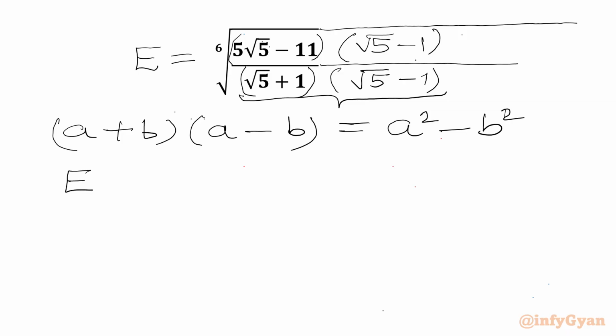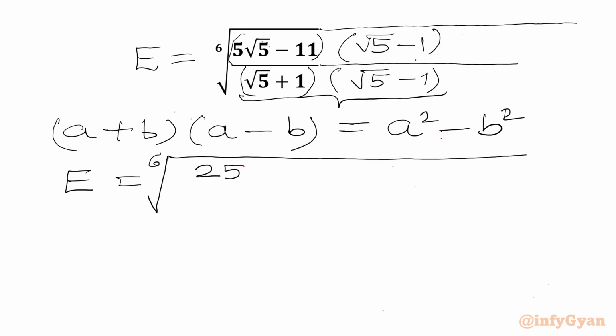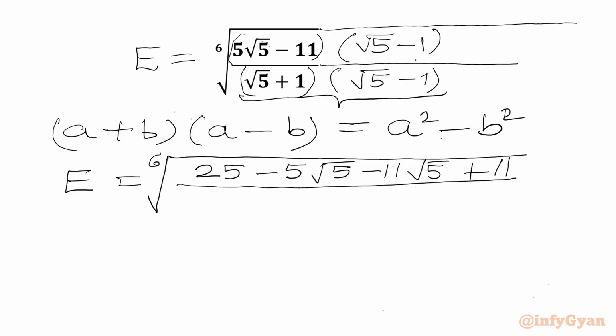So I can write expression E equal to the 6th root of, let's multiply both the brackets, 5 root 5 times root 5, I will write 25. 5 root 5 times minus 1, I will write minus 5 root 5. Minus 11 times root 5, minus 11 root 5. Minus 11 times minus 1 will give us plus 11, over the denominator, which will be square root 5 whole square minus 1 square.